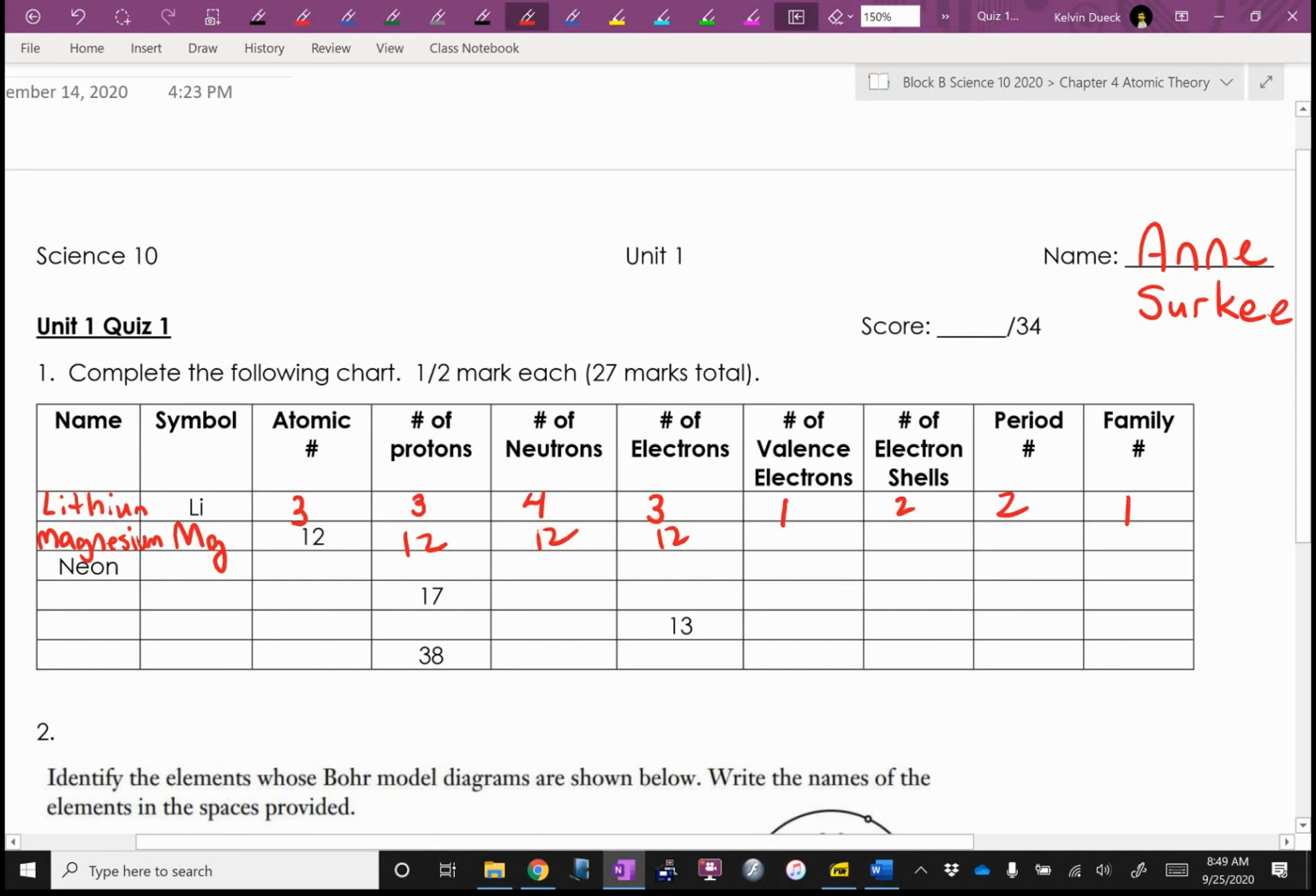They mostly don't. So don't memorize that protons and neutrons are always the same. No, that's a fluke. You'll notice lithium had 1 extra neutron.